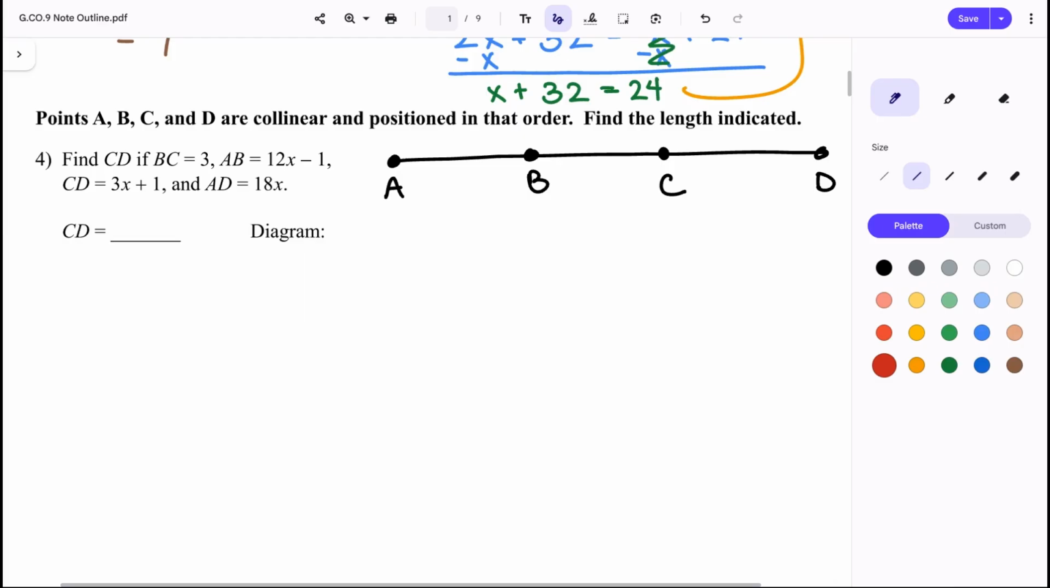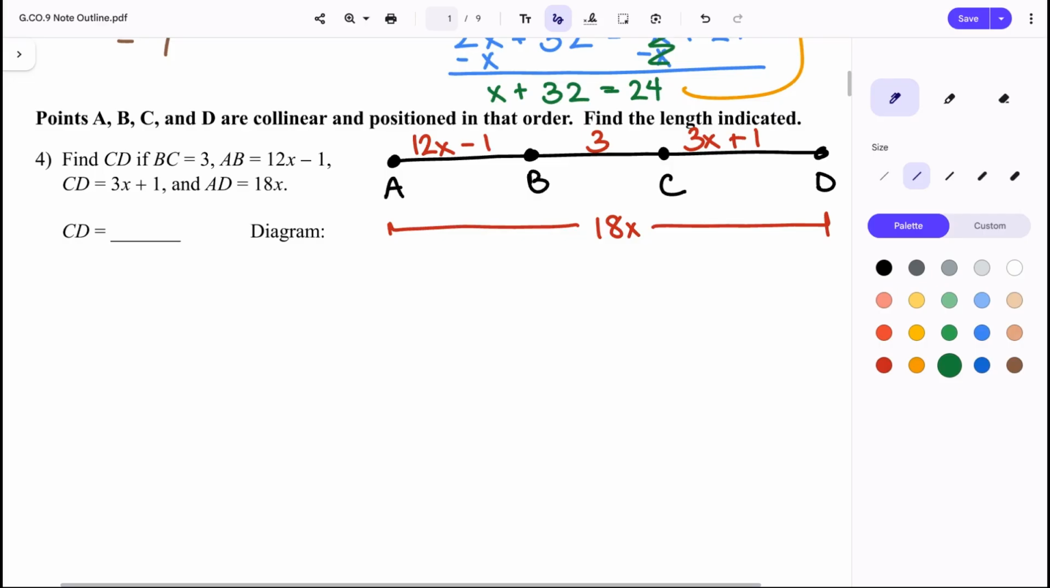Okay, now let's fill in what we know. So find CD if B to C is 3, A to B is 12x minus 1, C to D is 3x plus 1, and A to D is 18x. All right, so hopefully your picture looked a little something like that.